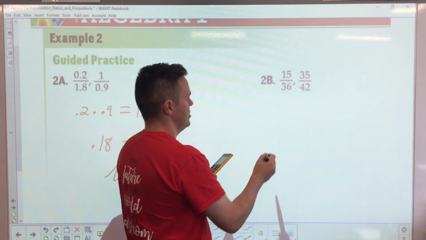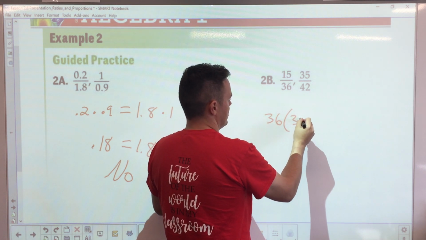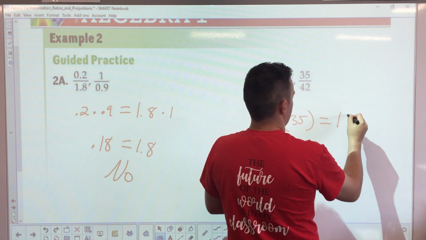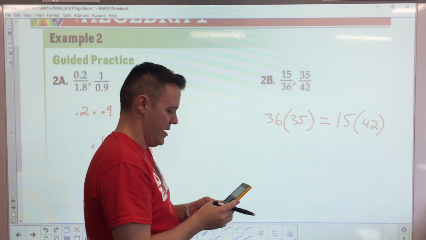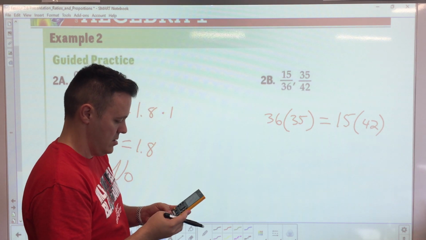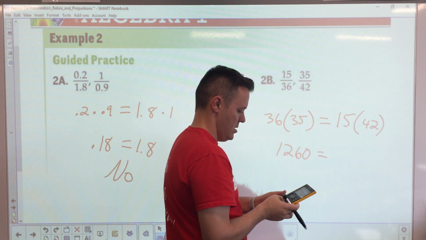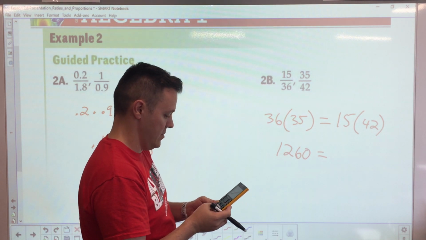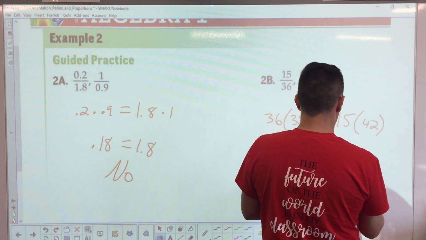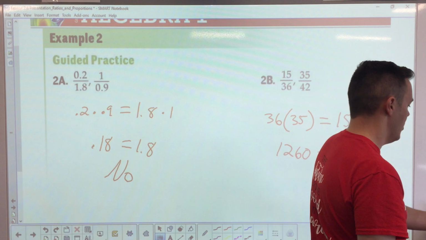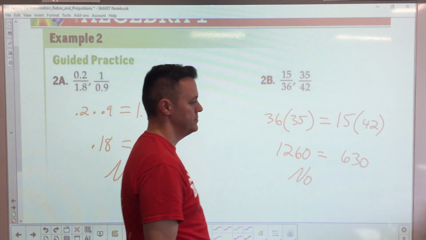Okay? You do this one here. This is going to be 36 times 35 equals 15 times 42. I don't know about you, but I cannot do that math in my head. All right, that's 1260. And then 42 times 15 equals 630. Okay, so neither one, it looks like, are proportionate. That's a no as well.